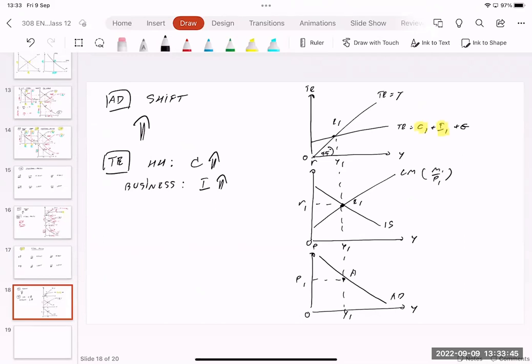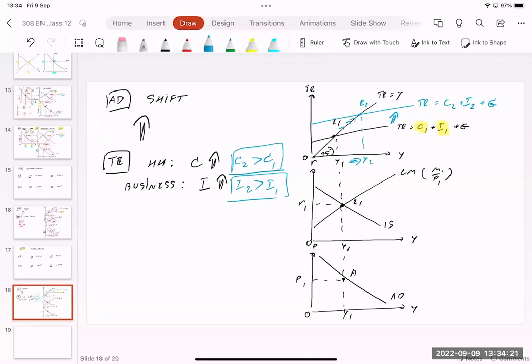From here, if the household sector consumes more, if the business sector invests more, the total expenditure curve will shift up like this. This is TE equal to C2 plus I2 plus G. Note here that C2 is greater than C1, and I2 is greater than I1. The equilibrium point in the output market changes from E1 to E2, GDP increases from Y1 to Y2, and it's going to shift the IS curve to the right.